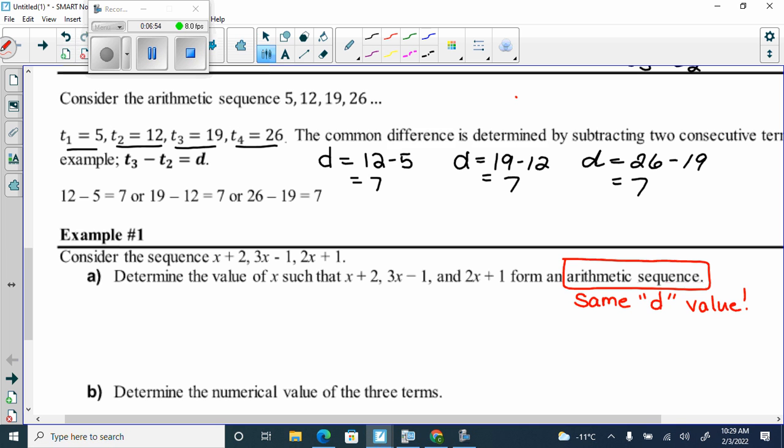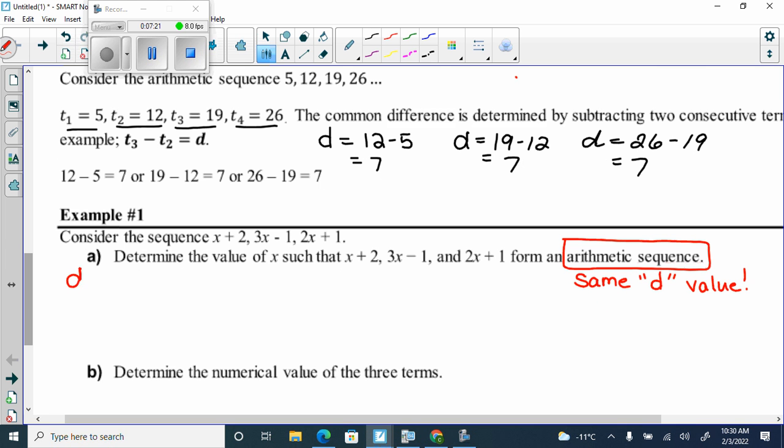Now, how do we find the d value? We could do term 2 minus term 1, correct? Or what else could we do in this one? Term 3 minus term 2. Could I do term 4? Is there a term 4? No. So my only options here are term 2 minus term 1 and term 3 minus term 2, correct? Okay. So let's do that.